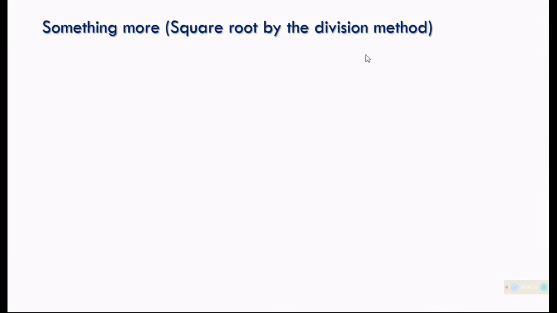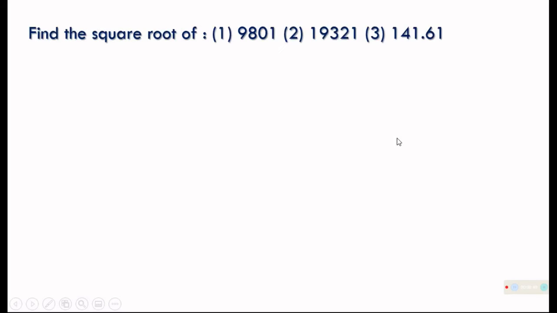Square root by division method. आपको इसके ऊपर एक्सरसाइज नहीं है, फिर भी कुछ एग्जाम्पल्स के लिए अच्छा है, थोड़ा कुछ काम करके देखना भी अच्छा है. And I will show you 1 or 2 so that it will be example for you. Okay. Find the square root of 9801, 19321, 141.61.